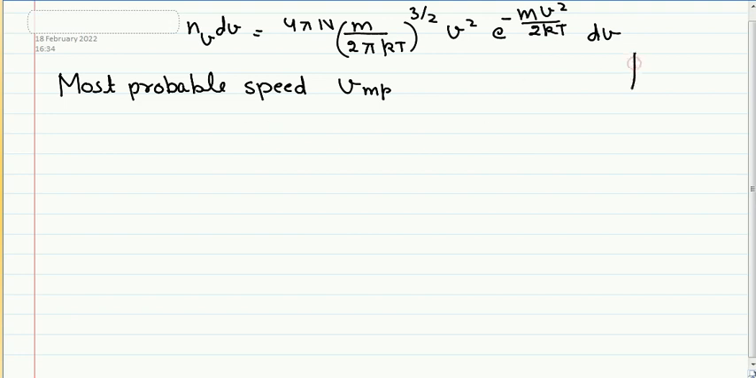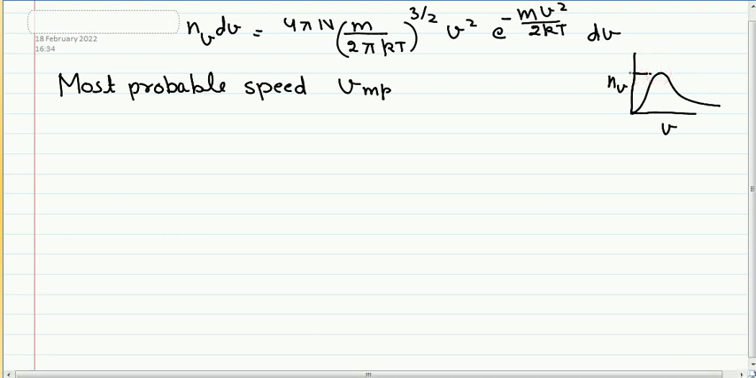So let us come again to the distribution curve which I have drawn in the previous page. So this is the shape of the distribution function, and this speed is possessed by the largest number of the molecules, and therefore this speed is known as the VMP, the most probable speed. And the method is very straightforward.